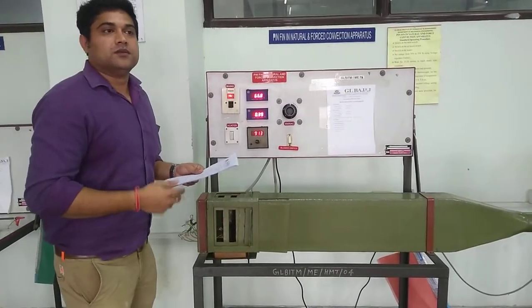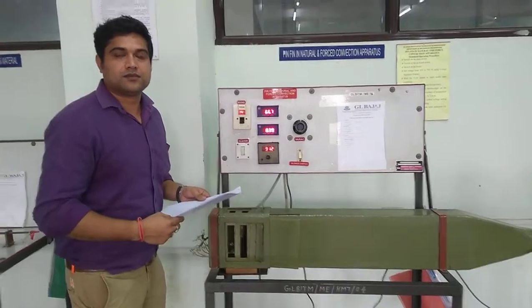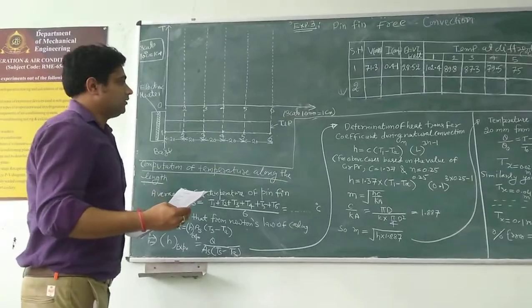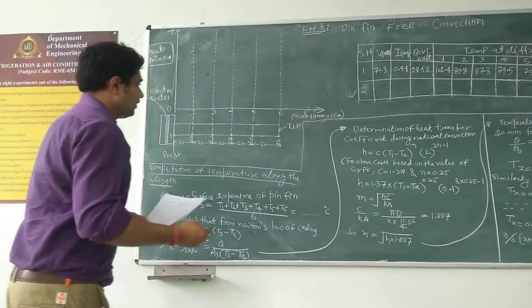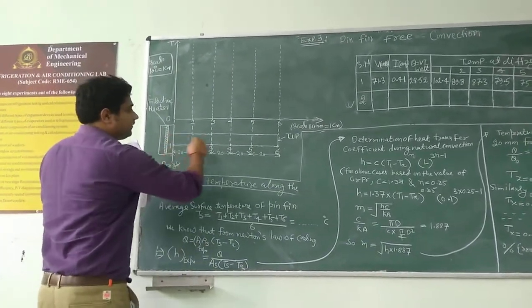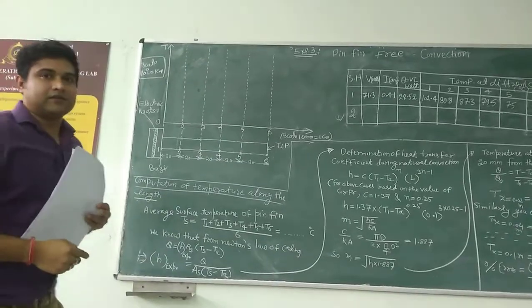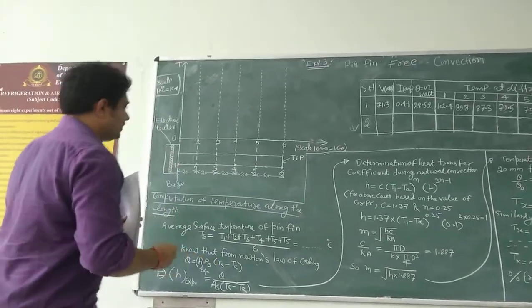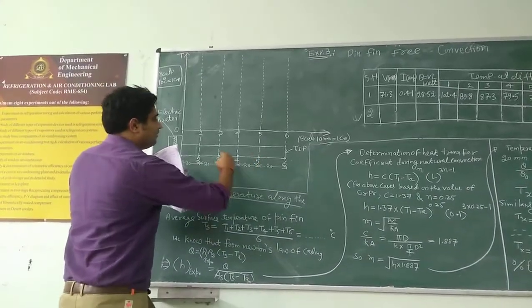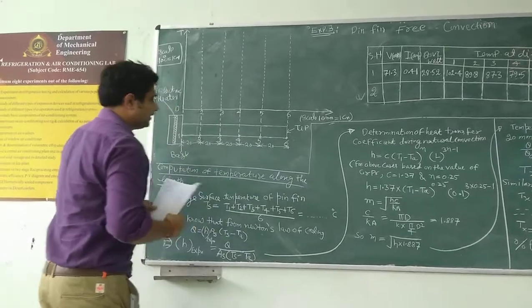Now we will do the calculation on the blackboard. You can see this is the cylindrical fin. Why is it called a pin fin? Because the length of this fin is large compared to its diameter, it is called a pin fin.